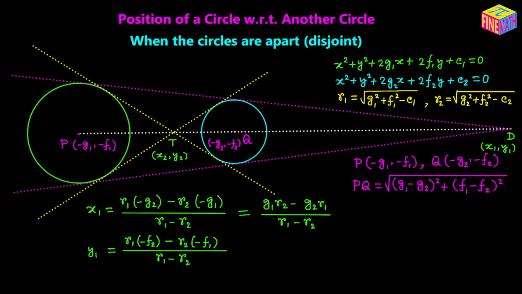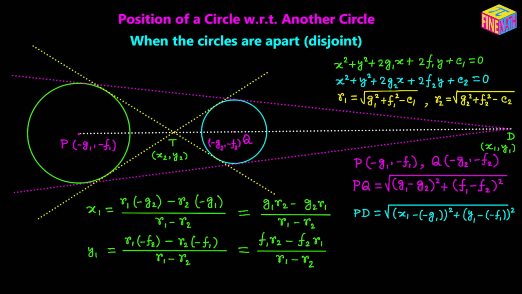And similarly, what will be the y coordinate of the point D? Well, the value of the y coordinate will be like this. It will be f sub 1 times R sub 2 minus f sub 2 times R sub 1, over R sub 1 minus R sub 2. So what will be the length of the PD line segment? Well, that's pretty easy. We can use the distance formula. Using the distance formula, the length of PD will be equal to the positive square root of (x sub 1 minus negative G sub 1) whole square plus (y sub 1 minus negative f sub 1) whole square, and that can be written as the positive square root of (x sub 1 plus G sub 1) whole square plus (y sub 1 plus f sub 1) whole square.